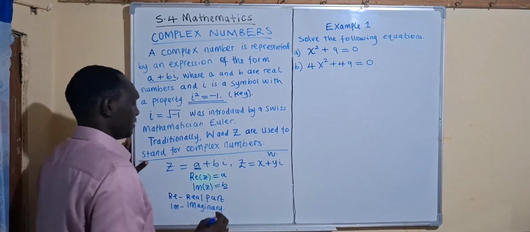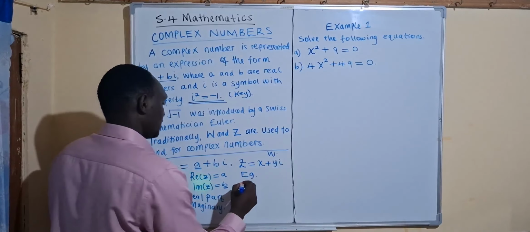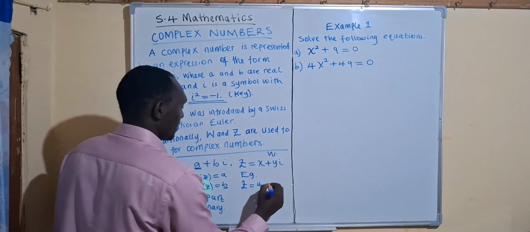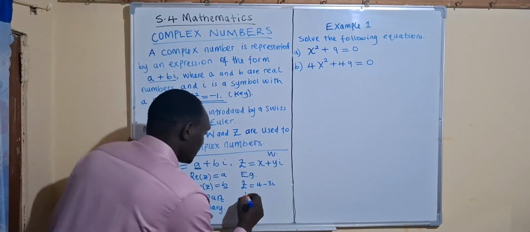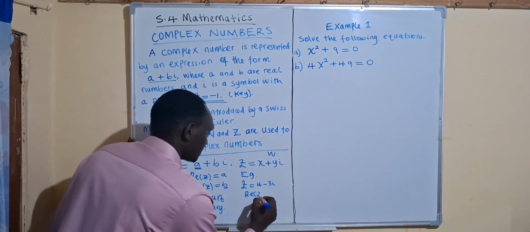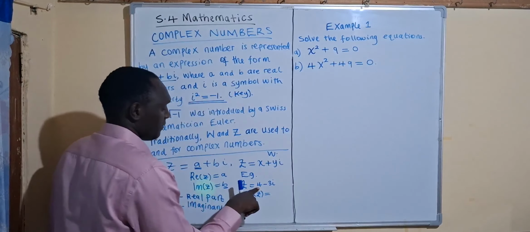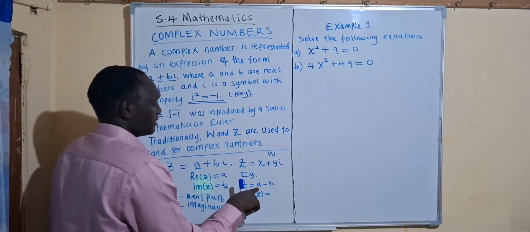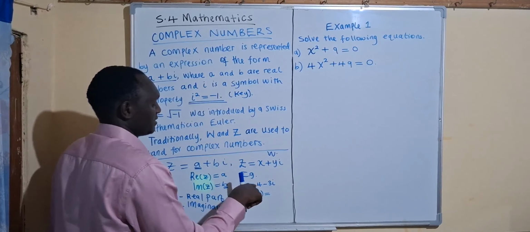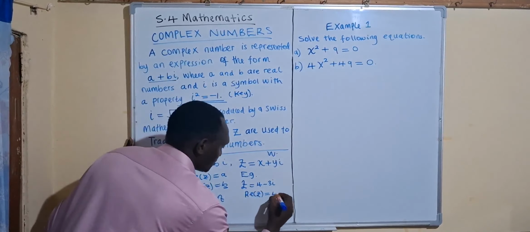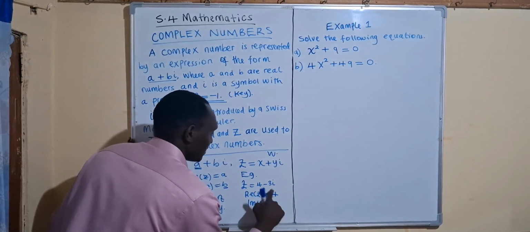For instance, let me put a quick example here. If the complex number Z equals 4 minus 3i, what is the real part and what is the imaginary part? The real part of this complex number Z is the part that does not contain i, which is 4. Always take the number with its coefficient, and the coefficient is the sign before that number. Take it with its sign. That is positive 4. Then for the imaginary part of Z, it is the number attached to i, but you take the sign before that number.